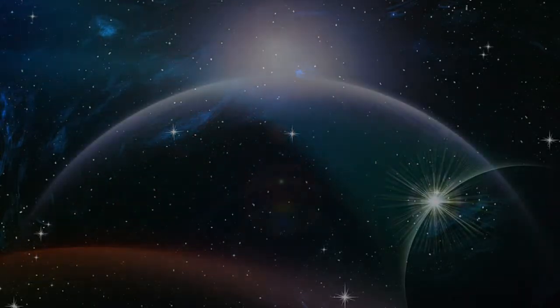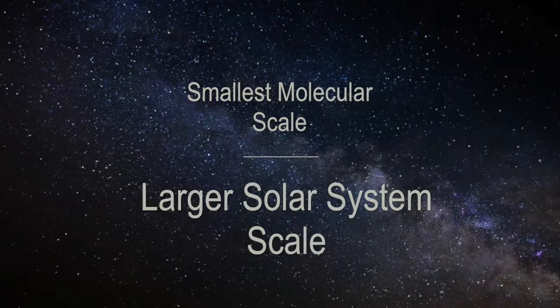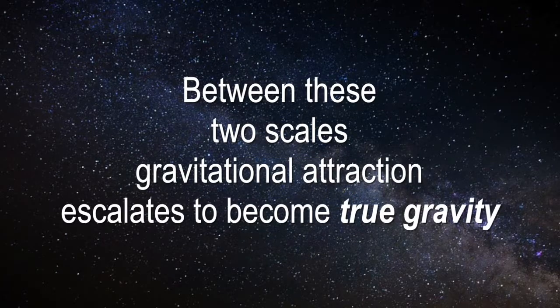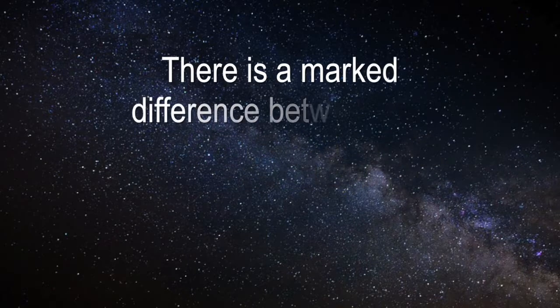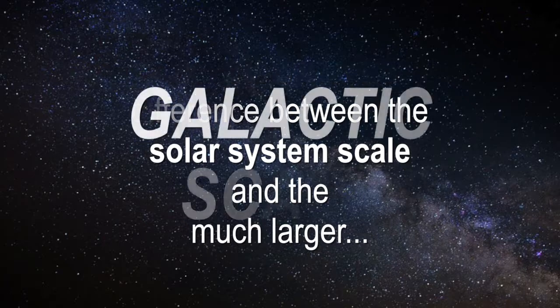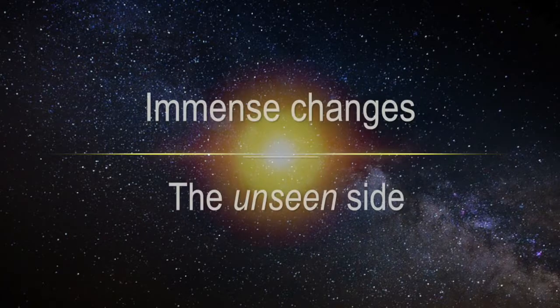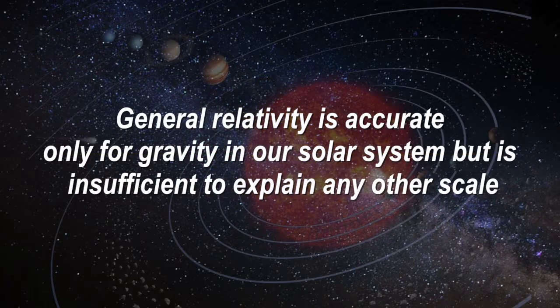There is a change somewhere between the smallest molecular scale and the much larger solar system scale. Between these 2 scales, gravitational attraction escalates to become true gravity. This is due to pressure. Observations have shown that there is a marked difference between the solar system scale and the much larger galactic scale. Also, there are probably immense changes on the unseen side of what is known as the event horizon. General relativity is accurate only for gravity in our solar system, but is insufficient to explain any other scale.